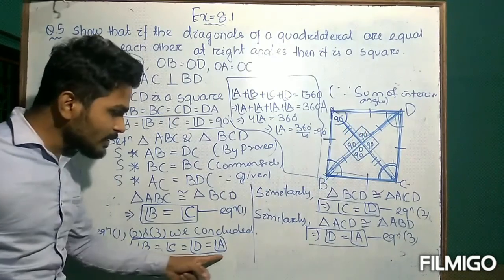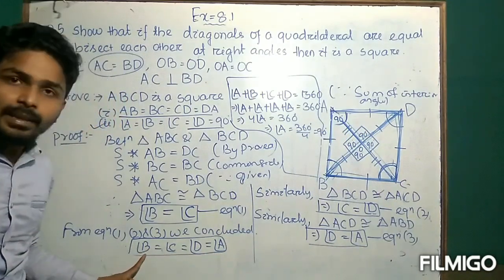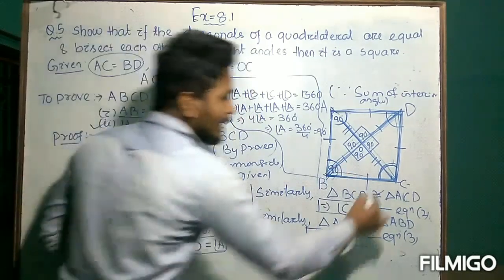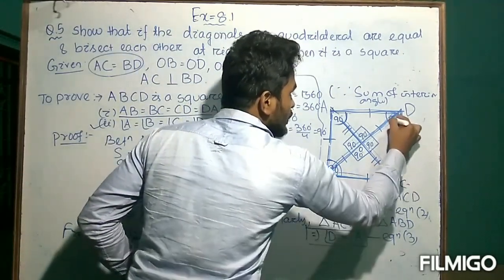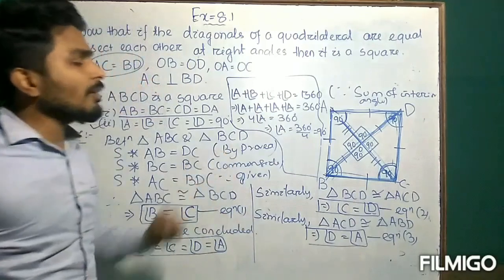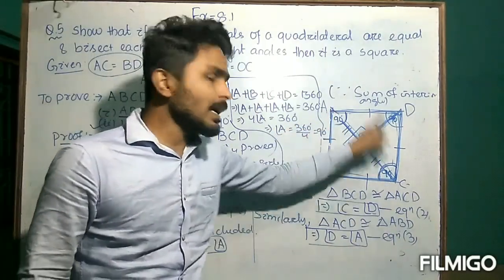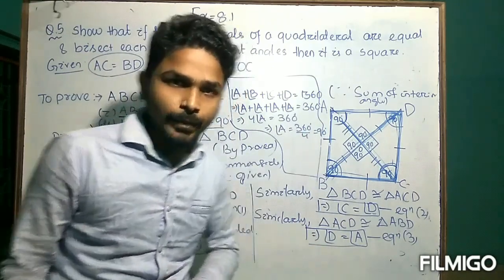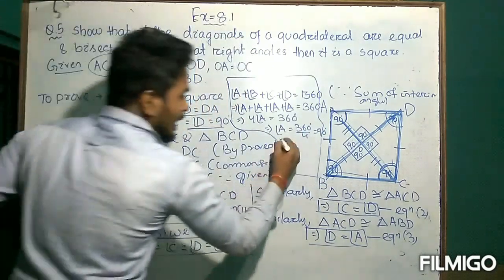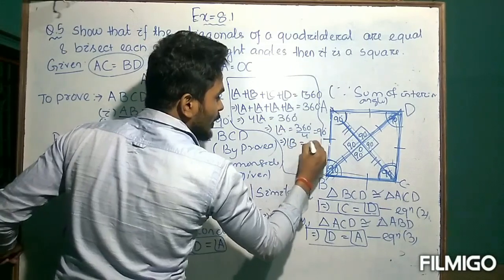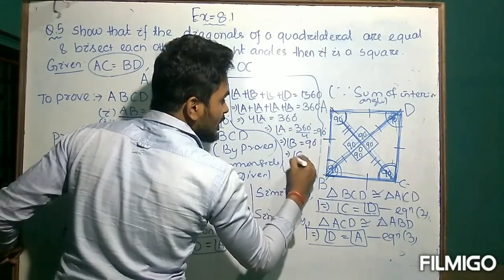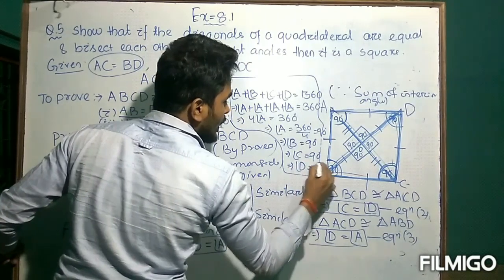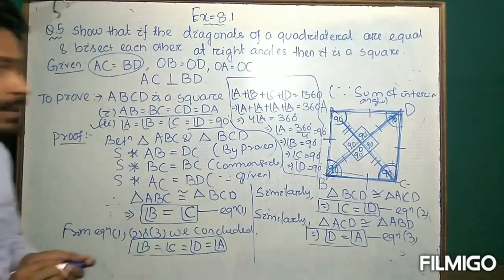We know all four angles are equal. Then what will be the value of B? That is also 90 degrees. What is the value of C? That is also 90 degrees. And the value of D is also 90 degrees. So we find that each angle of this quadrilateral is equal to 90 degrees. Understood? So you can write A is equal to 90, B is equal to 90, C is equal to 90 and D is equal to 90. Clear?